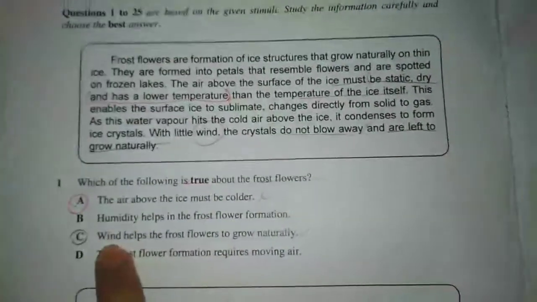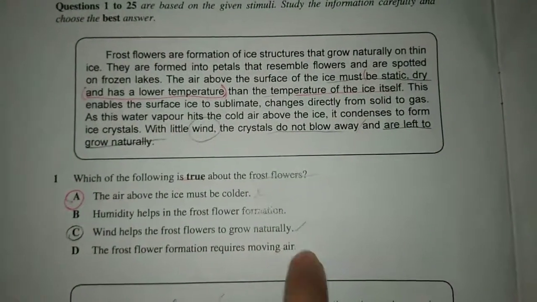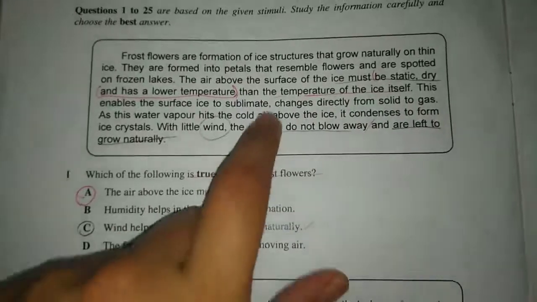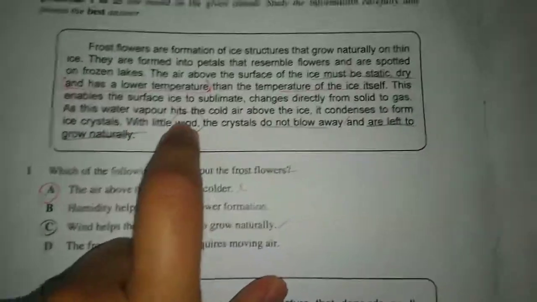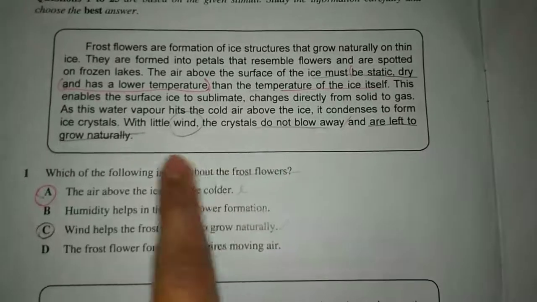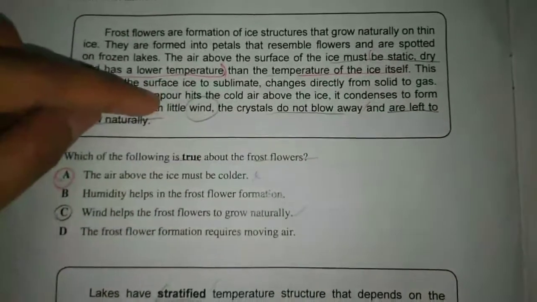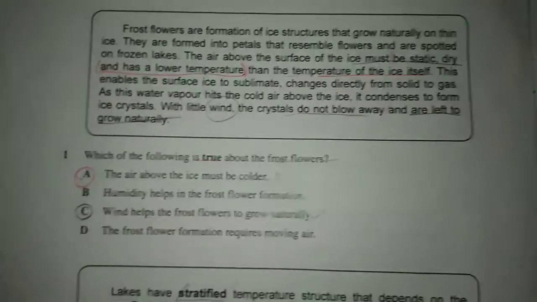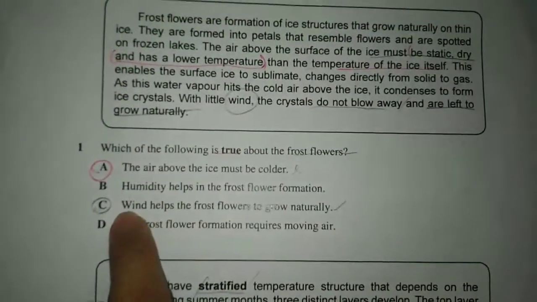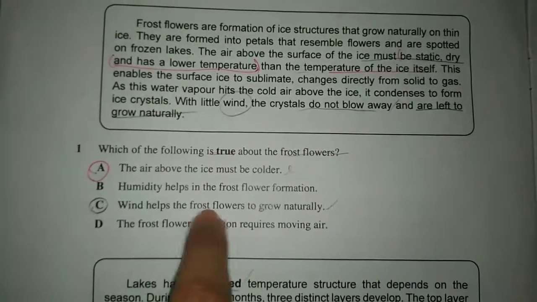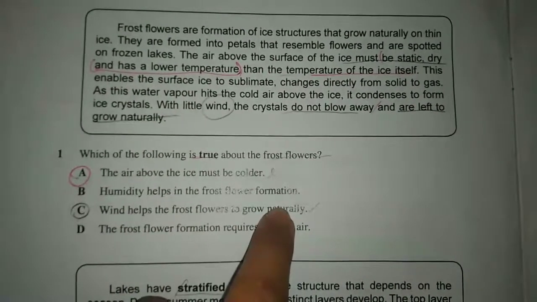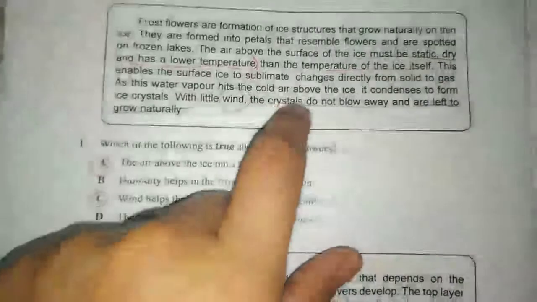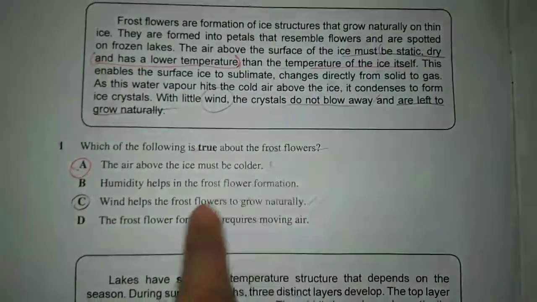Okay, this is the confusion between students, and when korang dapat jawapan ni, winds help the frost flowers to grow naturally. Cuba korang cari perkataan wind. So wind is here. With little winds, the crystal do not blow away and are left to grow naturally. With little wind, dengan sedikit angin, the crystal do not blow away and are left to grow naturally. It's just with little winds, right? In here, wind helps the frost flowers to grow naturally. With little wind, the crystal do not blow away and are left to grow naturally.